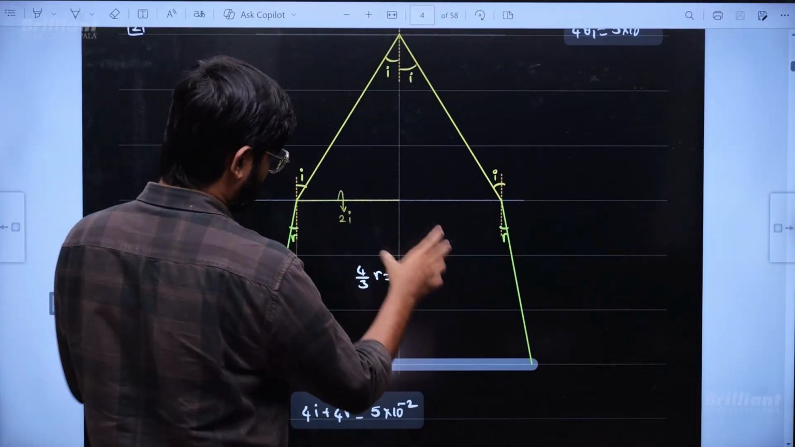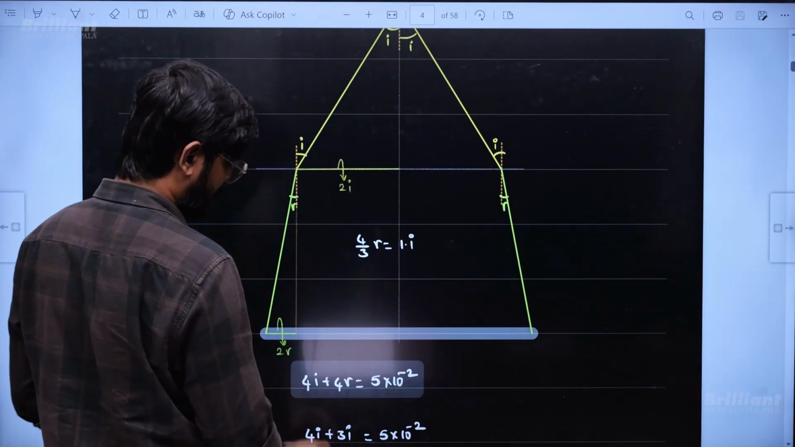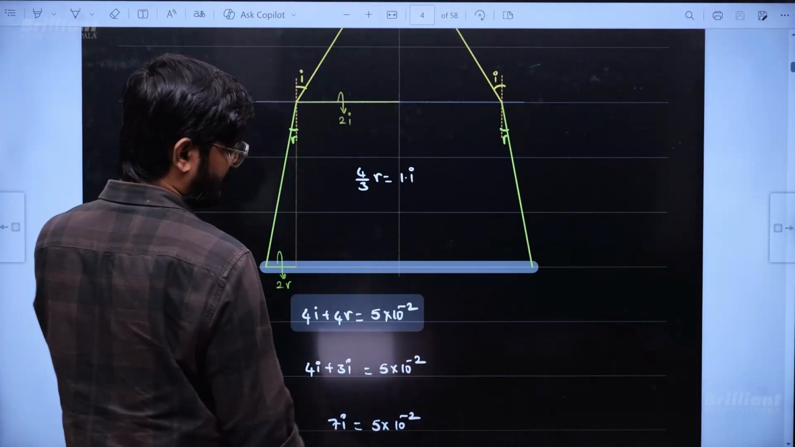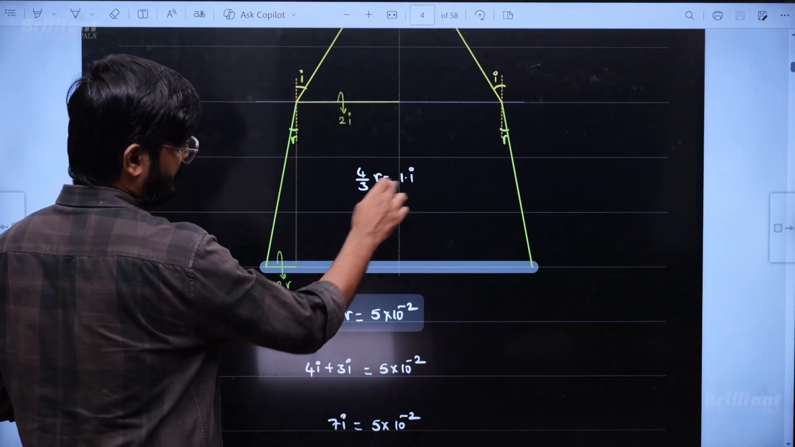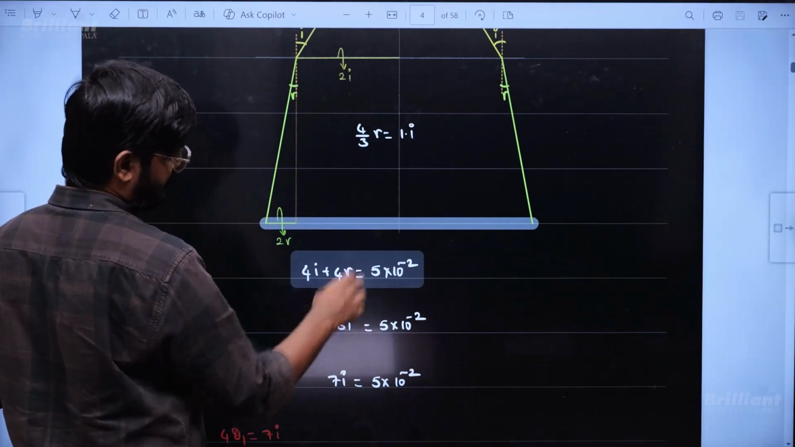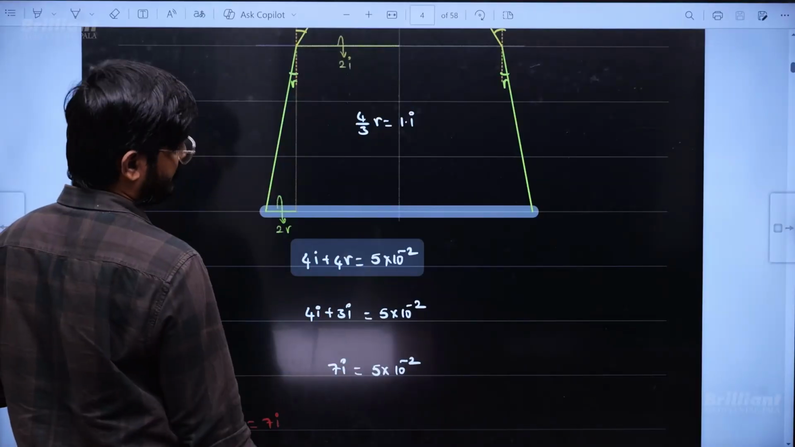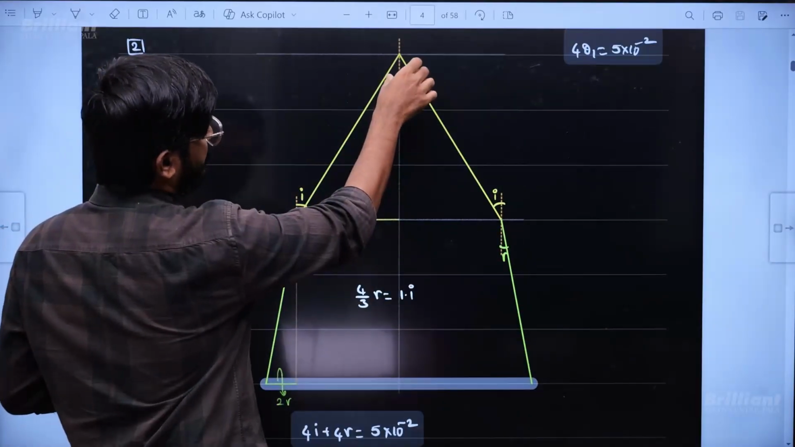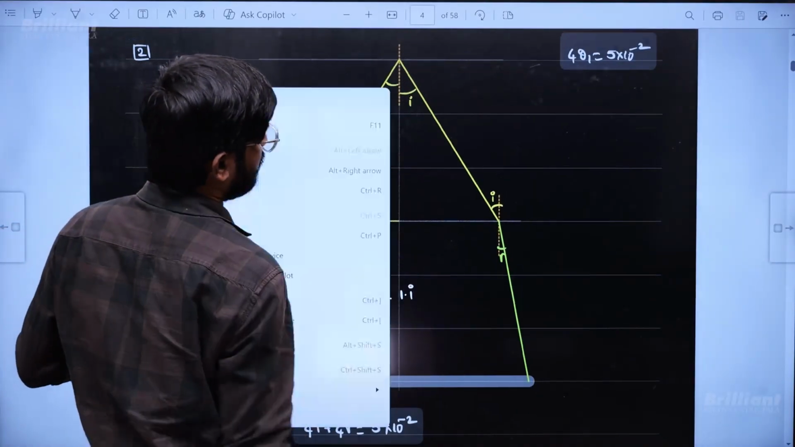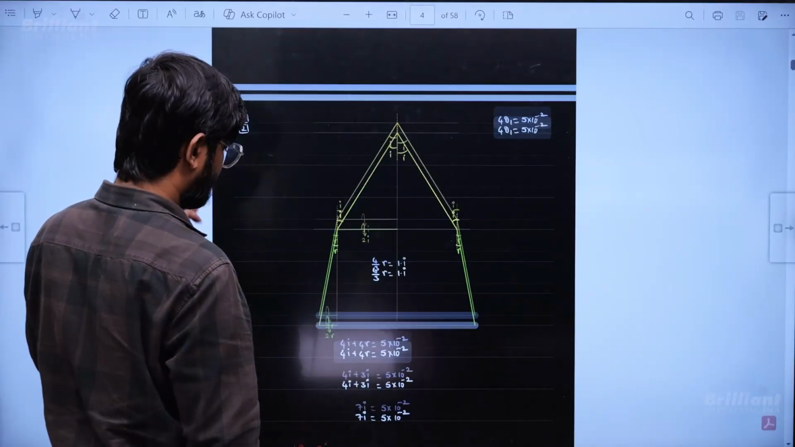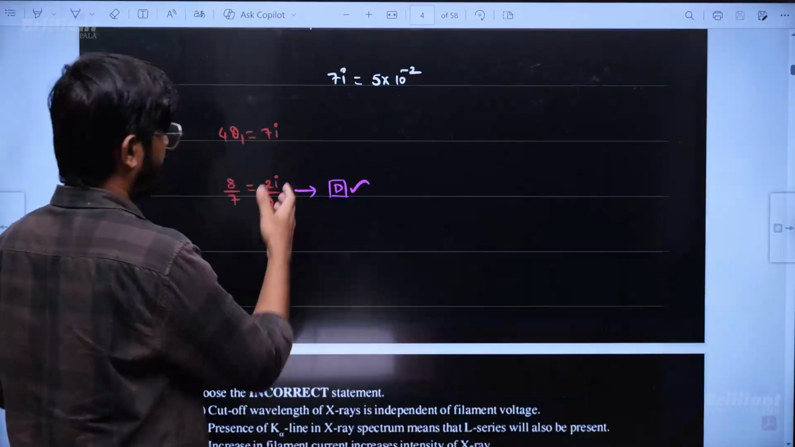So total length is 4 times i plus 4 times r, which equals 5 into 10 power minus 2, given. And the relation between r and i is also known. When you substitute it back, you will get 7i, but we need 2i. 2i is the angle subtended now. Theta 1 is the angle subtended before. Then you should take the ratio of 2i to theta 1.